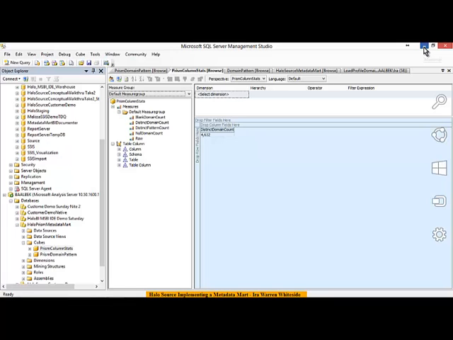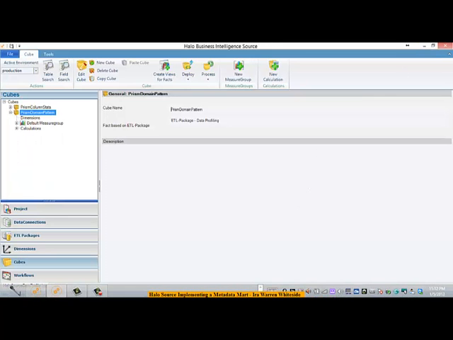So again, a very straightforward process. We'll be following this up with a video describing to you exactly how to go about accessing this and using it within your Prism environment.